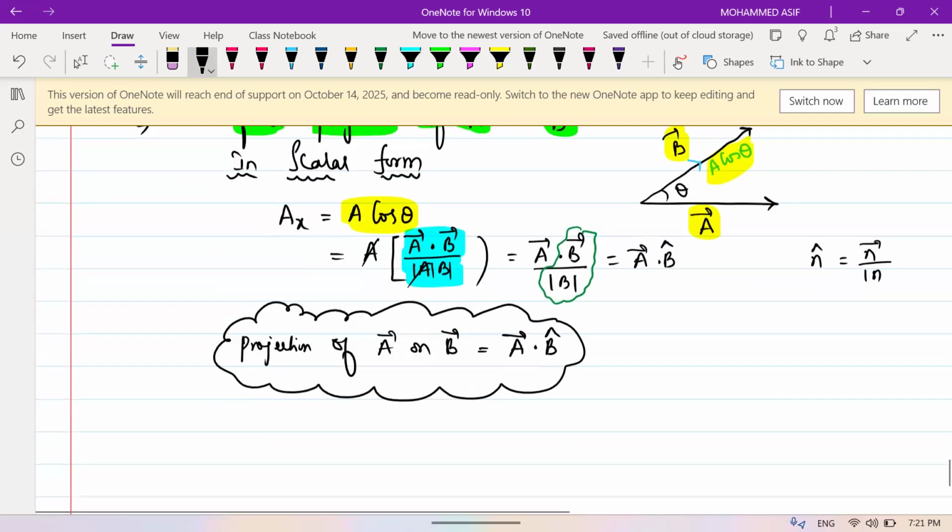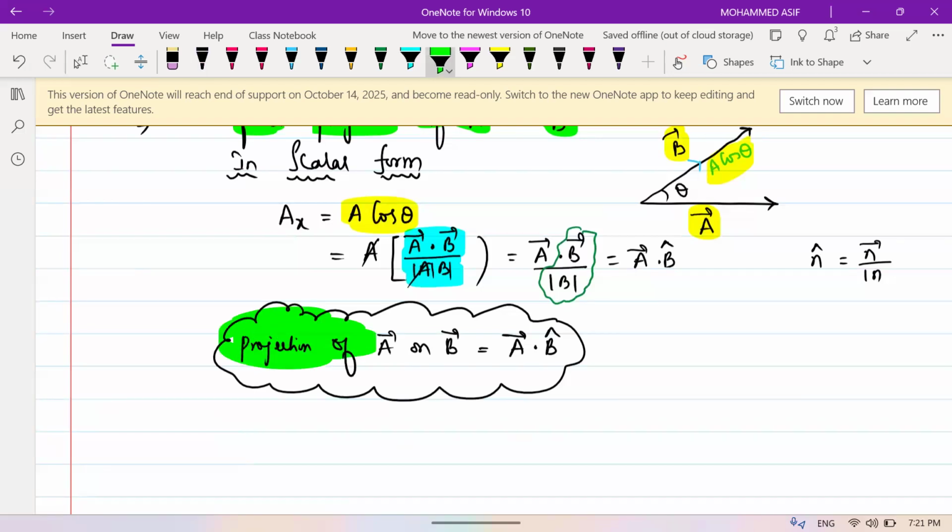So what is the projection of A bar on B bar? Projection of A bar on B bar is equal to A bar dot B cap. Am I clear? Yes, sir.